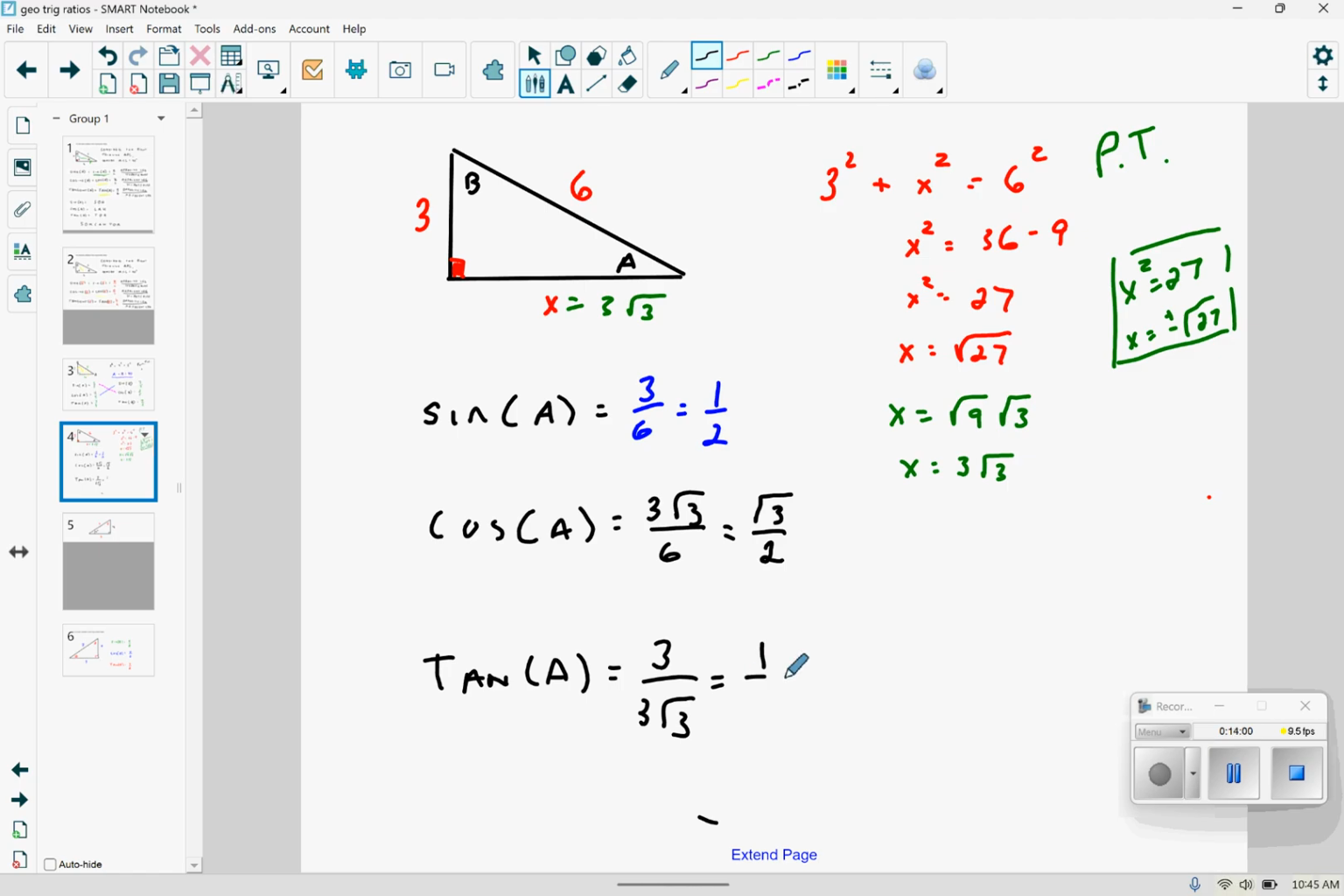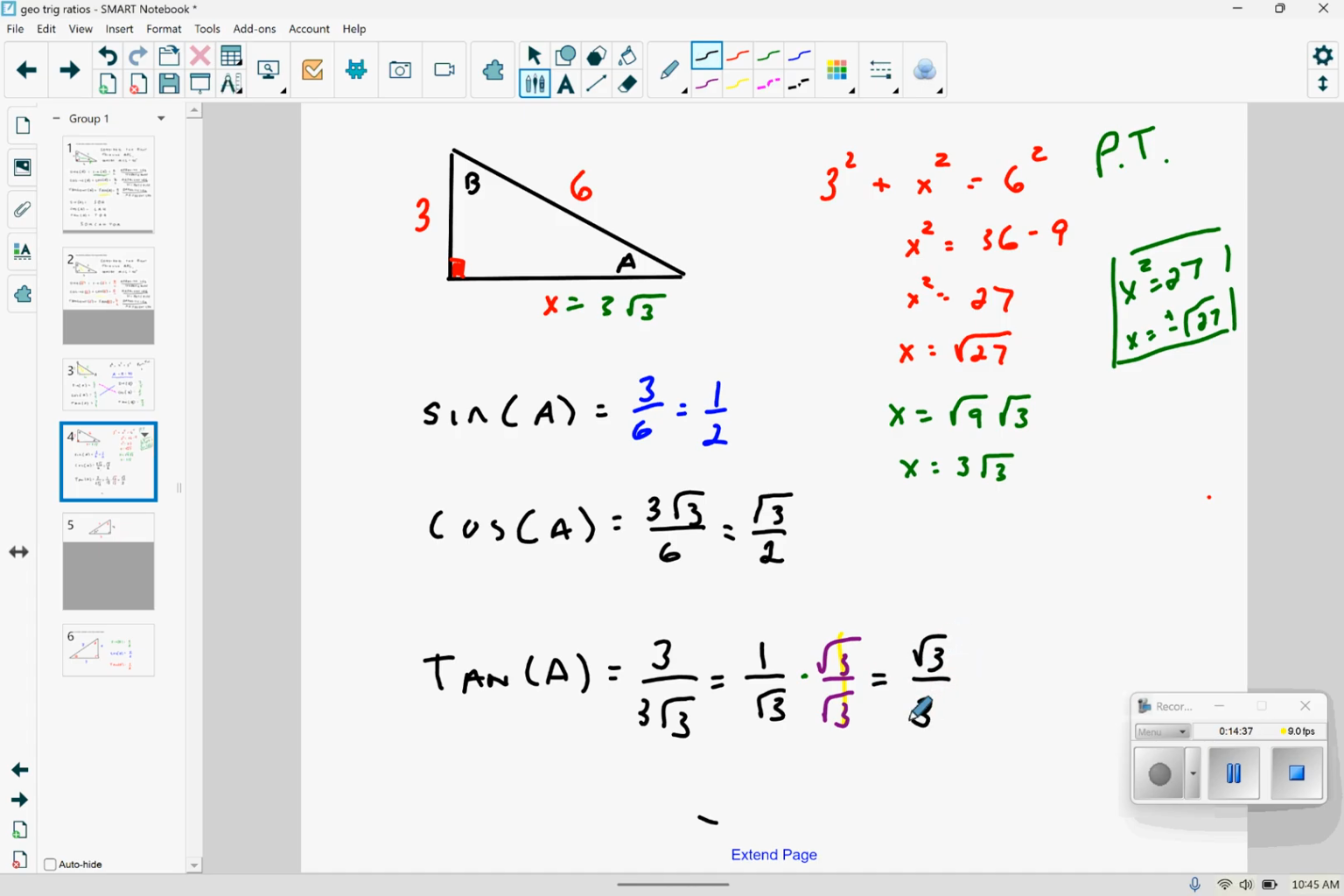And I think we did have some review of simplifying radicals and making sure that there are no square roots on the bottom. And the way I'm going to do this is I'm going to multiply this guy right here by 1. And 1 is going to take on the form of square root of 3 over square root of 3. And the reason why I did that, because square root of 3 times square root of 3 is 3. So this is going to equal square root of 3 over 3. So that's what the tangent of A is, square root of 3 over 3.